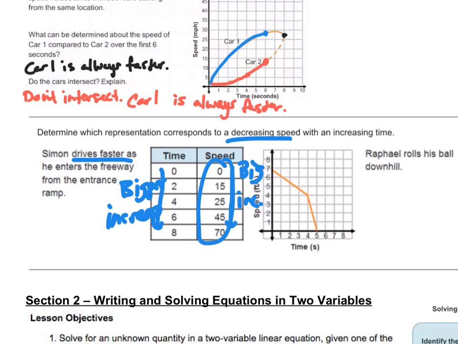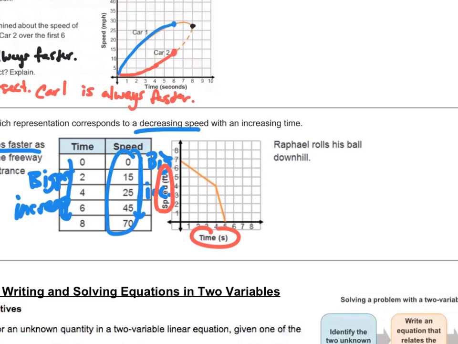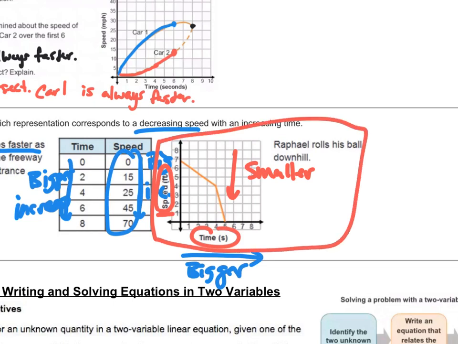But if we look at this graph, and sorry it doesn't show it, but this is a value of speed, and this is time. What we notice here is that the speed is decreasing. As time gets bigger, what are the values doing on my speed? Those are going down, those are getting smaller. So this situation would be the correct representation of a decreasing speed with an increasing time.